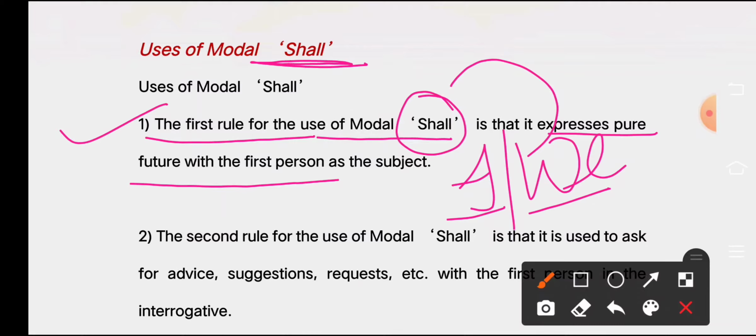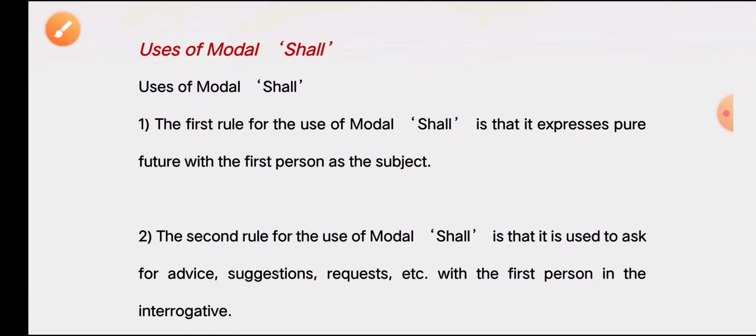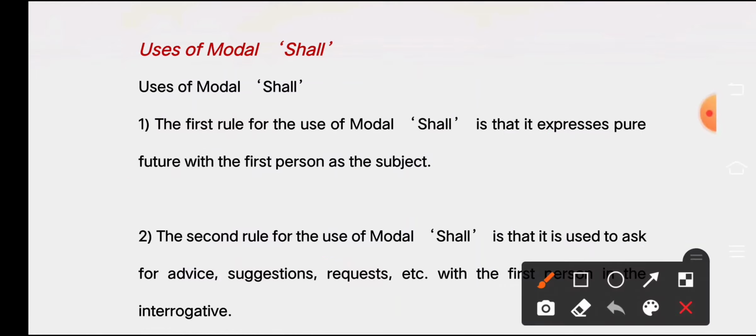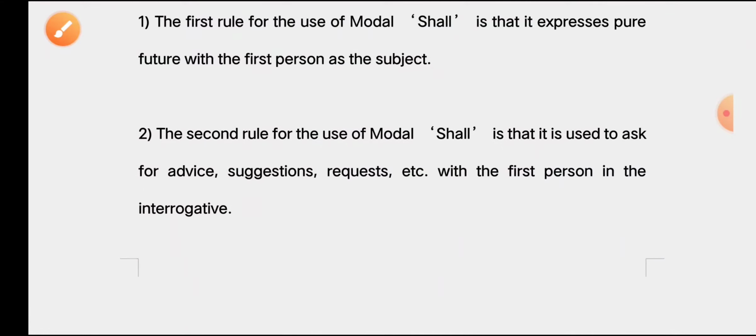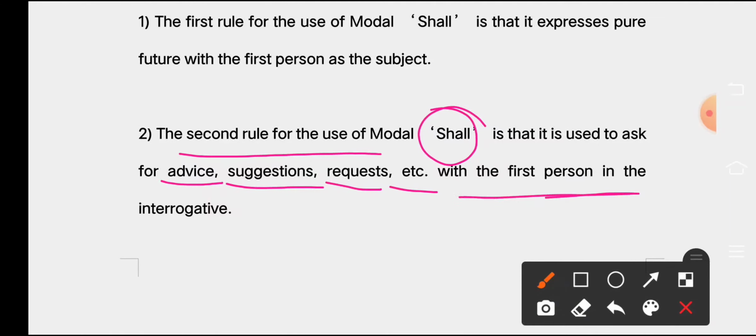Second, let's see what is given. The second rule for the use of modal shall is that it is used for advice, suggestion, request, etc. with the first person in the interrogative also. So please make sure where you have to use which one. The second rule: the modal shall can be used with advice, suggestion, request, etc. with the first person in the interrogative.